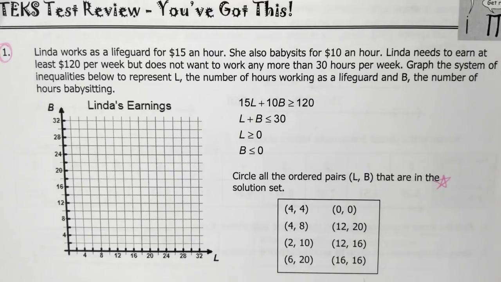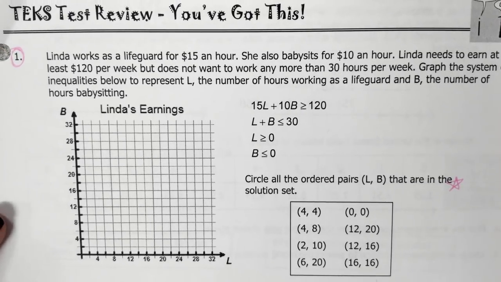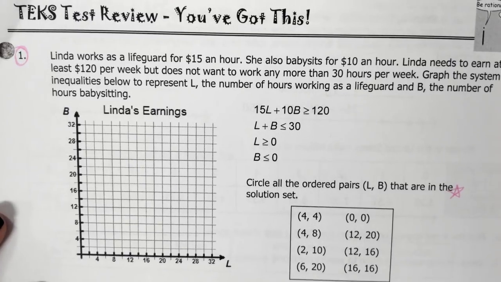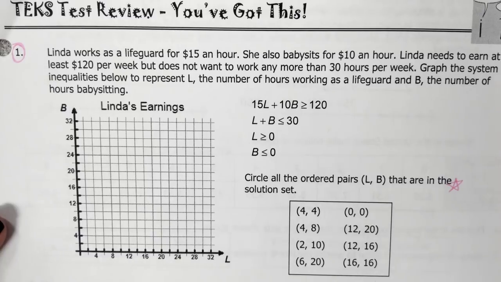Alright, this is the Algebra 2 TEKS test review for your TEKS test you'll take tomorrow. So, number 1, that's the first one we're going to start working. It says, Linda works as a lifeguard for $15 an hour. She also babysits for $10 an hour.